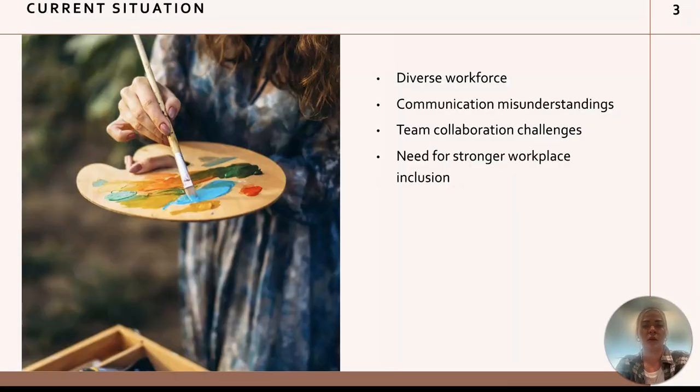Our project is based on a hypothetical organization with a diverse workforce. Although diversity brings valuable perspectives and ideas, it can also create communication challenges when employees have different cultural backgrounds or communication styles. Management has noticed misunderstandings between employees that have affected teamwork and collaboration. Because of these issues, they decided that cross-cultural training would be the best solution to improve workplace communication.